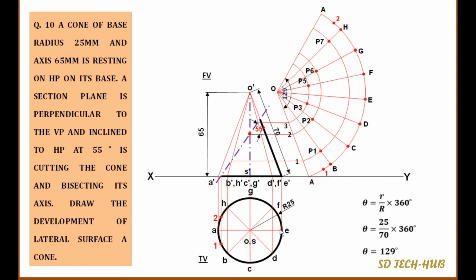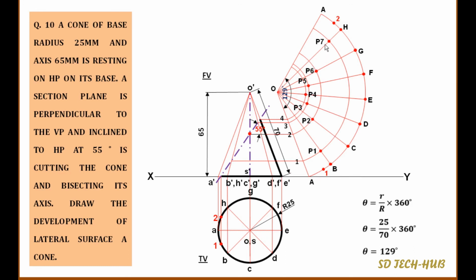Now the last generator remaining is OE. So this section plane is intersecting that generator OE here. So from this point, draw one horizontal line parallel to XY up to OA. Consider this point as 4. Take a radius equal to O4, with O as center, and again draw one arc. It will intersect the generator OE here. So this will be P4.